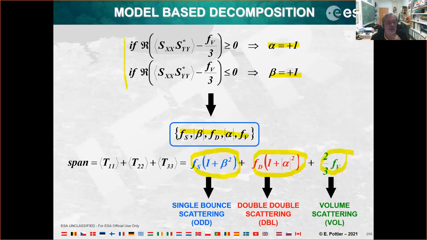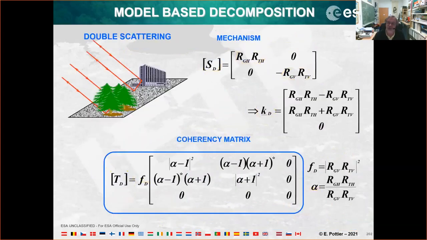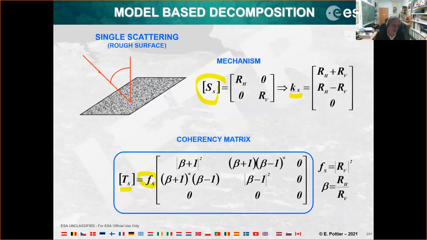Also, in this case, remember, if I want to know, for example, only the part relative to the surface. Yes, okay, you can do that. Because with this decomposition, you can reconstruct the equivalent for each pixel. You can reconstruct, for example, the coherency matrix of the single bounces, and from this reconstructed coherency matrix, I can reconstruct the equivalent covariance matrix. From the equivalent covariance matrix, I take the C11 and I get the sigma naught HH of the single bounce scattering mechanism. So this is one advantage. I can reconstruct for each pixel the covariance matrix corresponding to single bounces, the covariance matrix corresponding to double bounces, and the covariance matrix corresponding to volume scattering.